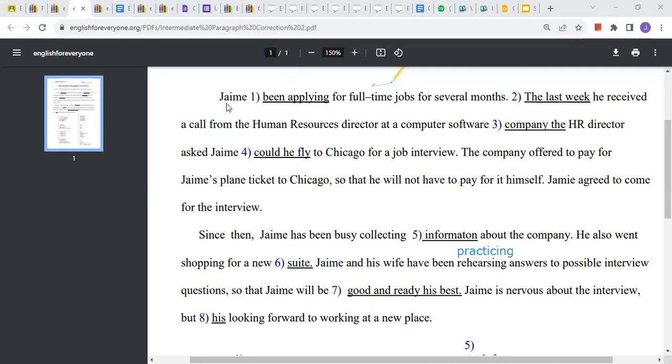Let's start off. Jamie been applying for full-time jobs for several months. هل صحيح Jamie been applying? Has وين been تصل يعني الاي ان applying. Jamie has been applying.